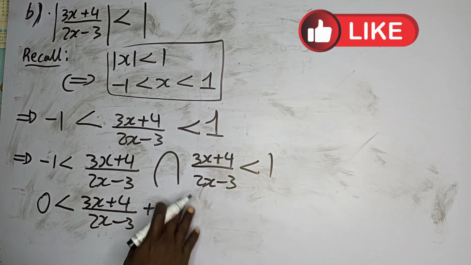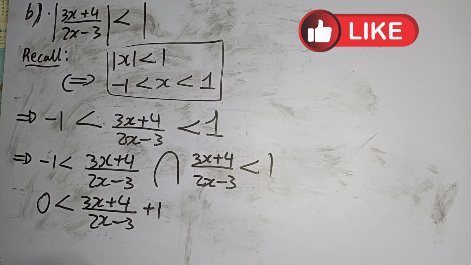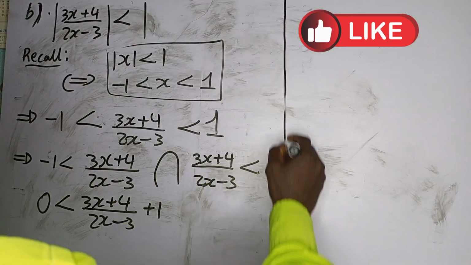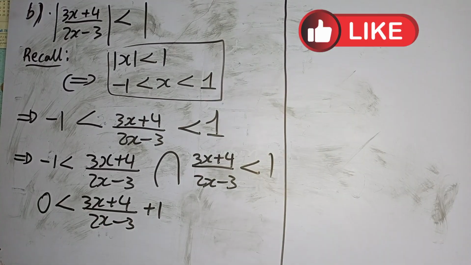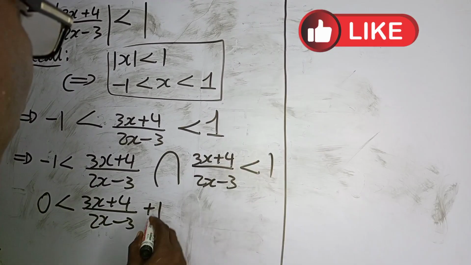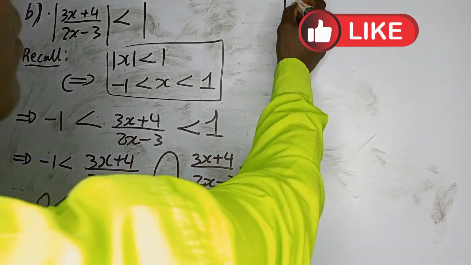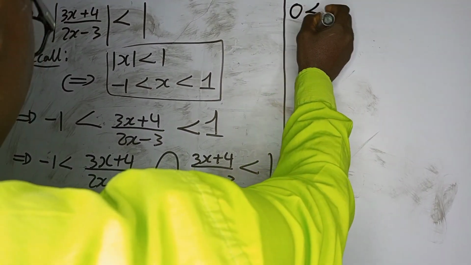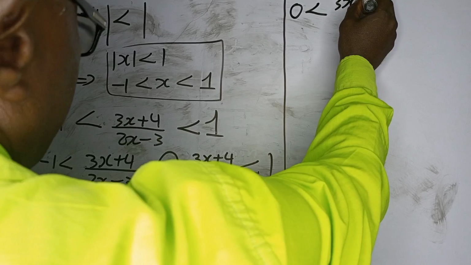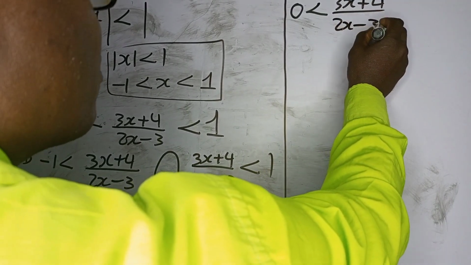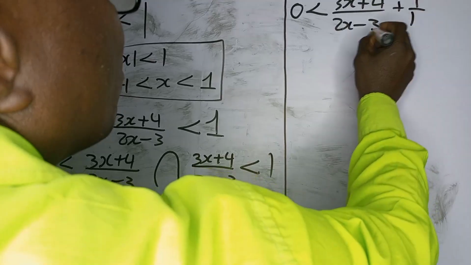Later on, we'll take this other one and then we'll intersect our solution. So we handle this to bring this to a common denominator. To bring this to a common denominator, we'll also write 1 as a fraction. We can write 1 as 1 all over 1. So we have 0 less than 3x plus 4 all over 2x minus 3 plus 1 all over 1.